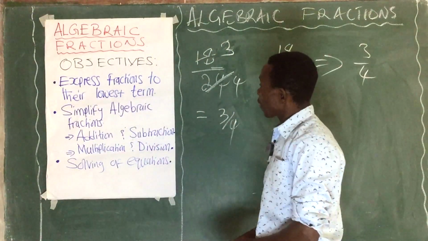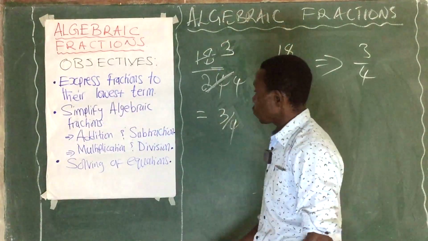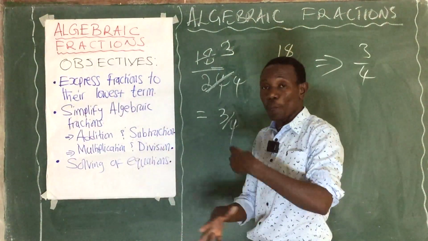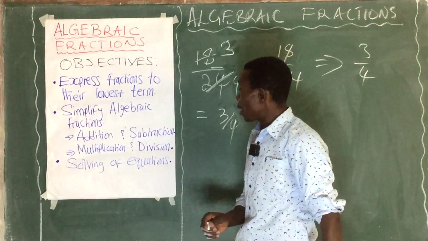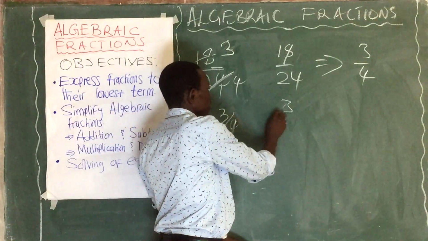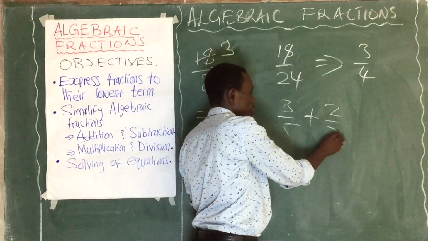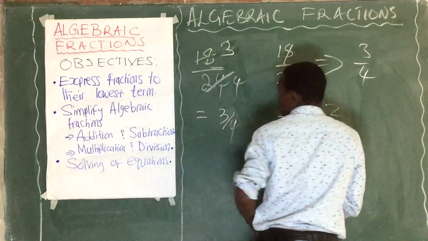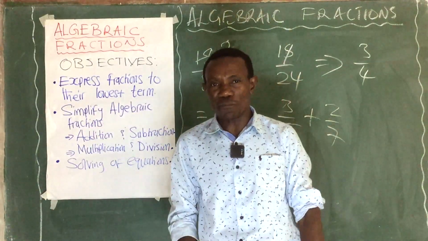After we know how to express fractions to their lowest term, we'll discuss operations. How can we operate on these fractions? As you remember in primary school, you were doing operations like 3 over 5, and they would ask you to add another fraction like 2 over 7. Similarly here, we are going to do the addition of fractions which are defined as algebraic fractions.